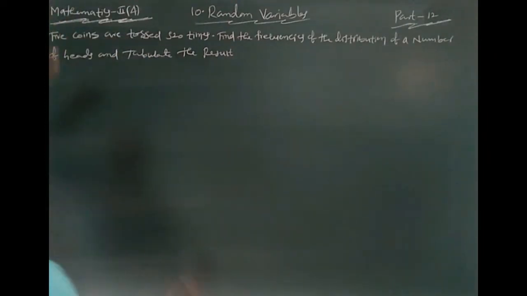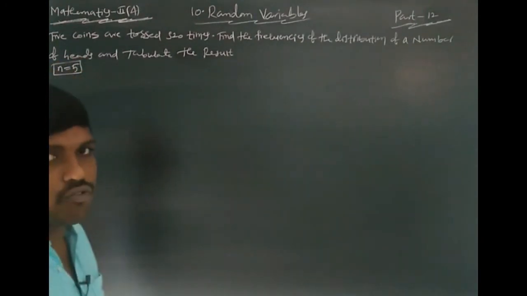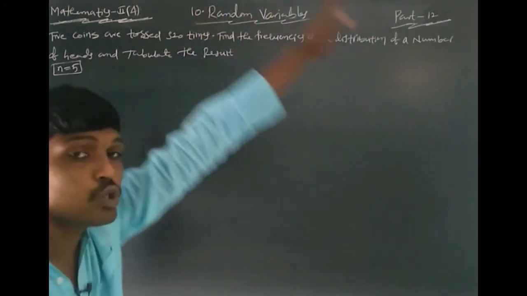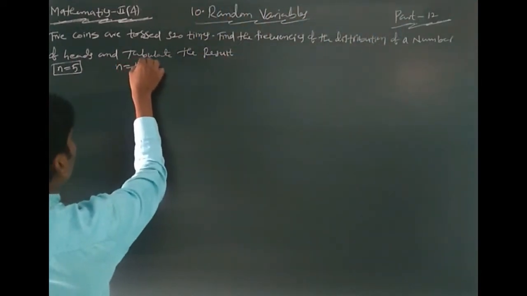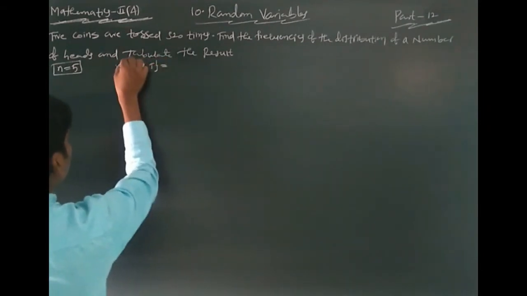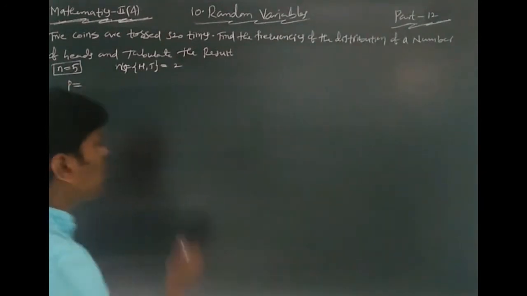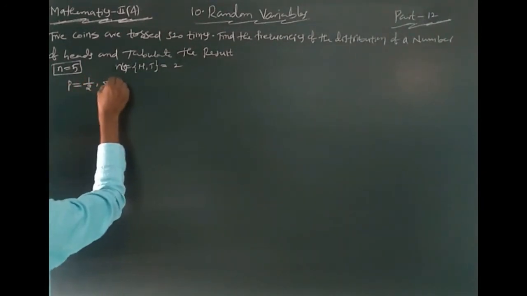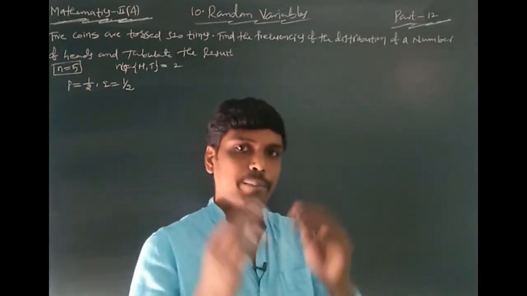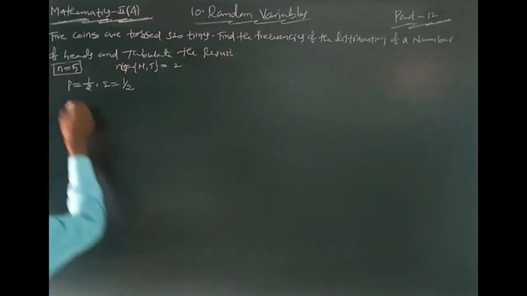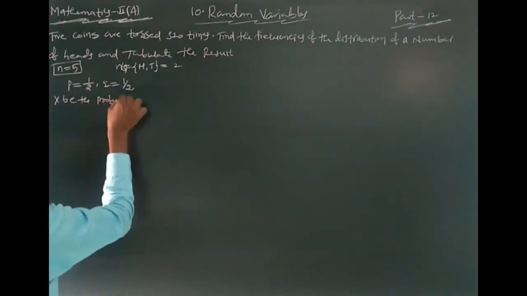How many coins are tossed? 5 coins are tossed, so n equals 5, and they are tossed 320 times. Suppose 1 coin is tossed. The sample space is 2. What is the success probability? 1 by 2. What is the failure probability? That is also 1 by 2. This is the success and failure completed. After that, let capital X be the number of heads.